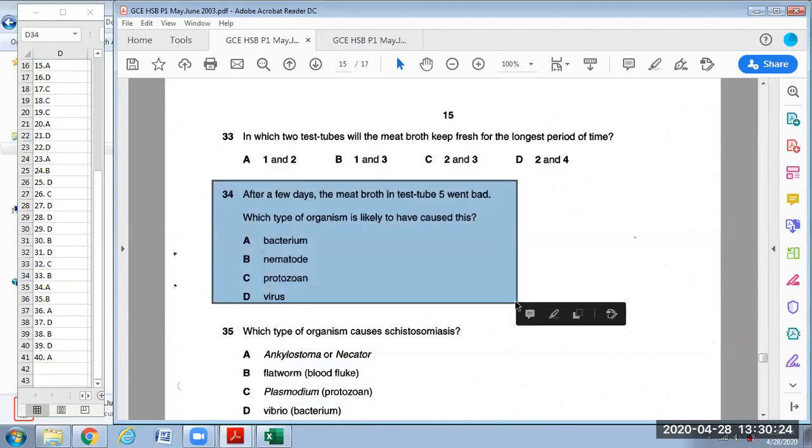34. After a few days, the meat brought in test tube 5 went bad. Which type of organism is likely to have caused this? The answer is A. Very good. Bacterium.